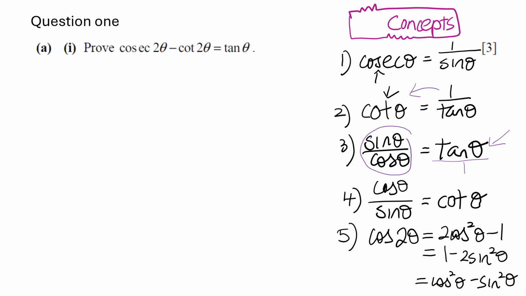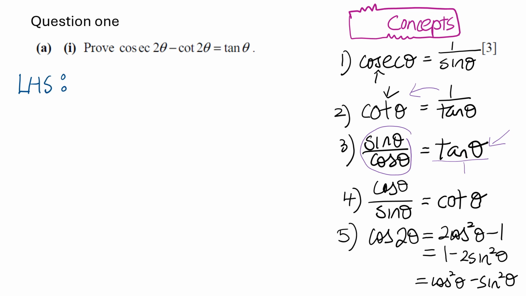Yes, let's start proving from the left hand side. And why do you start proving from the left hand side? Because you have more terms to work on. The left hand side comprises 2 terms, that is cosecant 2 theta and cotangent 2 theta. So there are more things to work on. So we start on the side that you have more to work on.